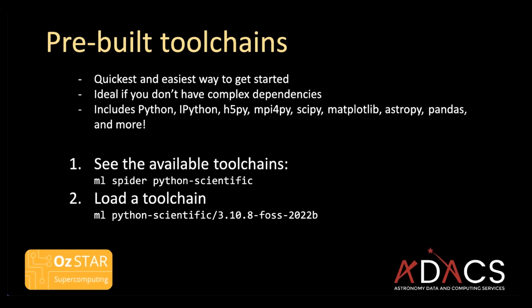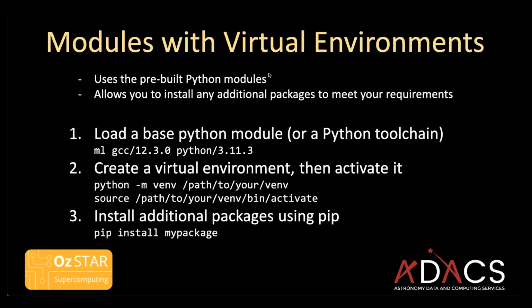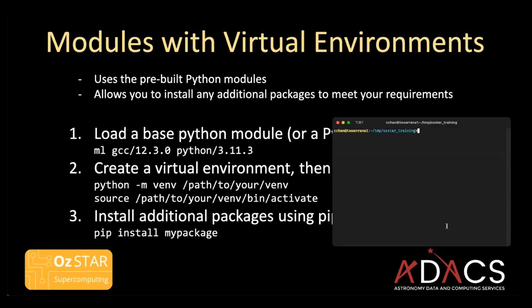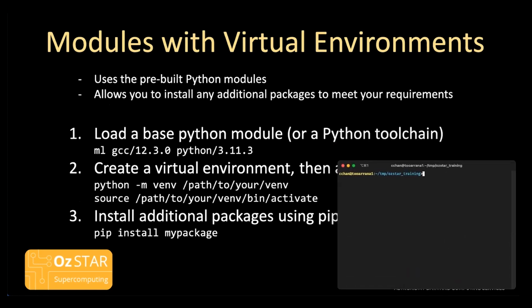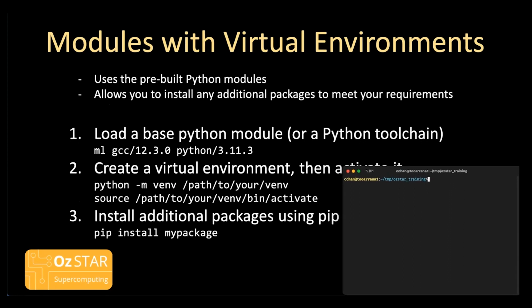The next way to use Python is to create a virtual environment. So we recommend doing this if you require a Python package that isn't currently installed on our system. So you can either start from the base Python module or one of the Python toolchains. So it depends if you want the NumPy or SciPy that we have installed, or if you want to install everything from scratch. So in this example here, I'm just going to load the base Python module. And to do that, I also need to load GCC, which is a requirement of that.